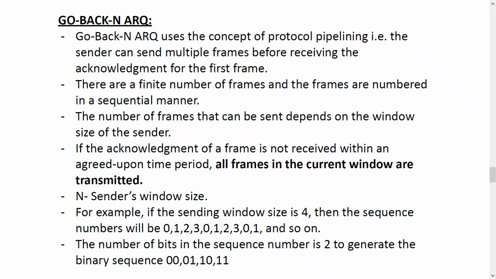Second, in this protocol there is a finite number of frames, and the frames are numbered in a sequential manner. It's not an infinite number of frames, a finite number. The number of frames that can be sent depends on the window size determined by the sender. If the acknowledgement of a frame is not received within an agreed upon time period, all frames in the current window are transmitted. This is one key point to mention, and I just wrote it here in bold.